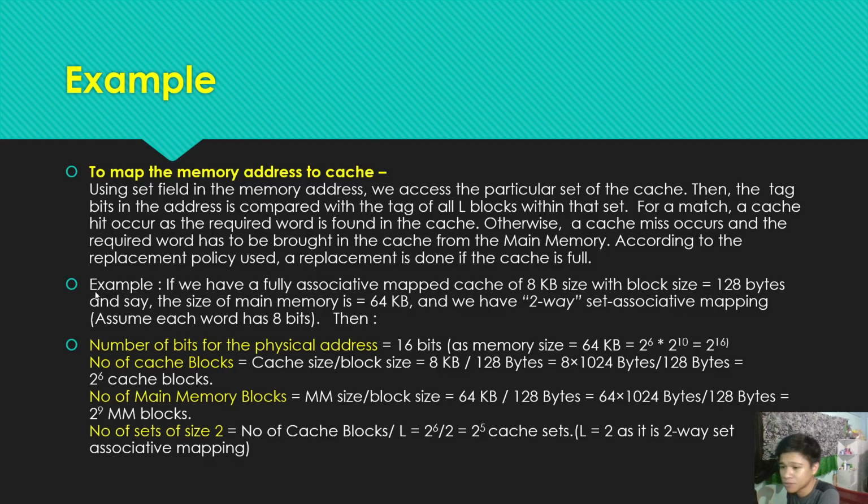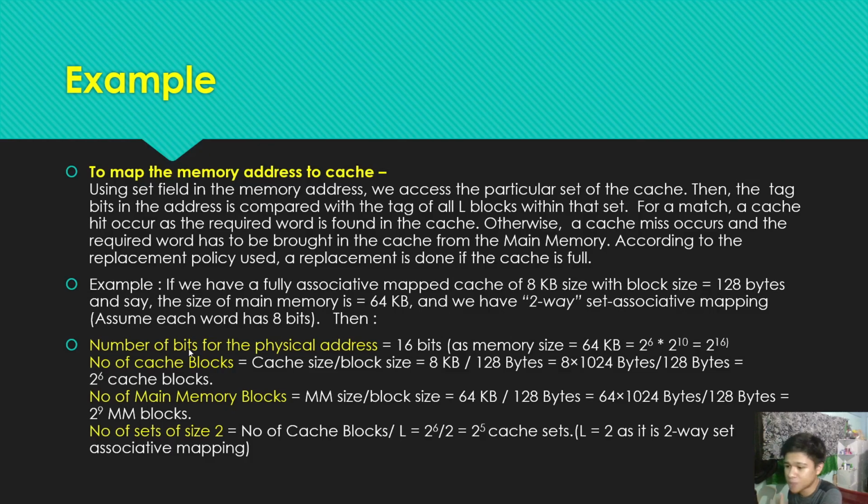So again, we'll be using the same example like what we have in direct mapping and fully associative mapping. If we have a cache of 8 kilobyte size with a block size of 128 bytes, and the size of main memory is 64 kilobyte, and we have two-way set associative mapping. Assume each word has 8 bits. So instead of 2 bytes or 16 bits for each word, we'll be using one word as 1 byte, equal to 8 bits.